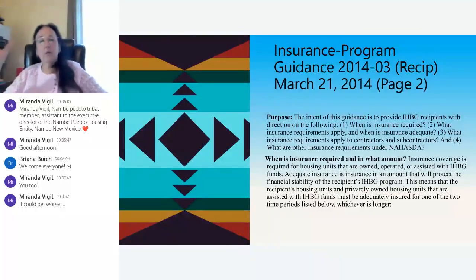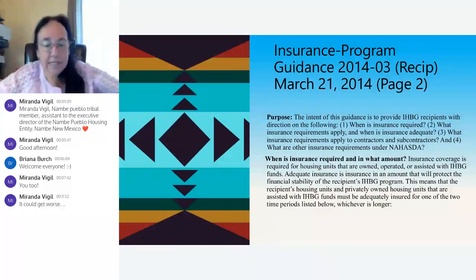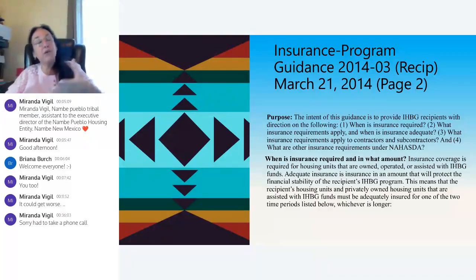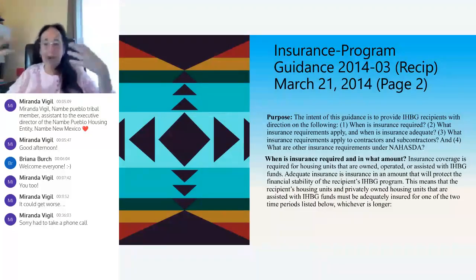So the insurance language, basically, the intent of the guidance, and this is the one that you have to follow, 2014-03, is to provide block grant recipients with direction on when insurance is required, what insurance requirements apply, when insurance is adequate, what insurance requirements apply to your contractors and subcontractors, and what other insurance requirements apply under NAHASDA. So when is it required and in what amount?